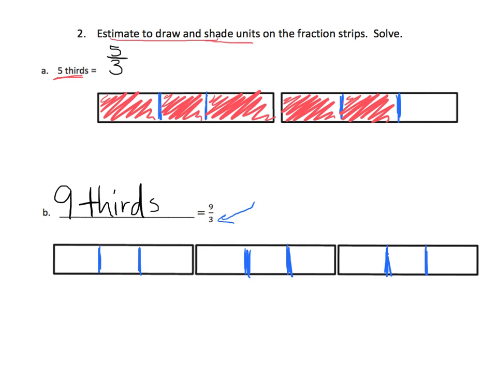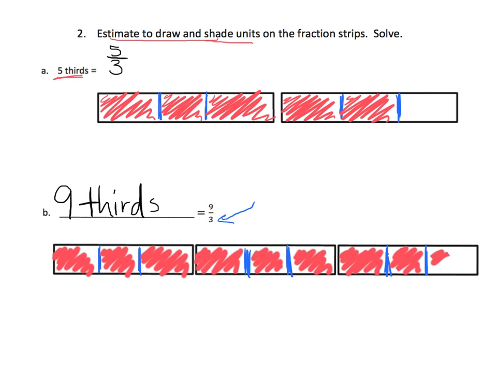All right, so that's going to be 1, 2, 3, 4 thirds, 5 thirds, 6 thirds, 7 thirds, 8 thirds, 9 thirds. Well, there you go. There's our drawing. And it turns out we had to draw in all 3 completely. We filled in all 3 tape diagrams completely.